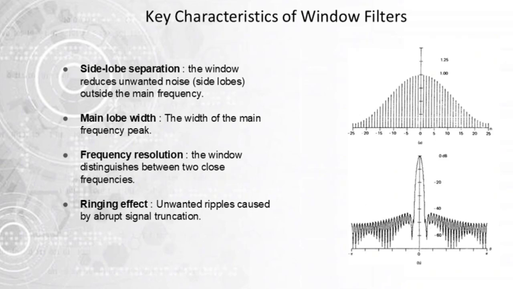Finally, there's the ringing effect, which refers to unwanted ripple caused by suddenly cutting off the signal. This can distort the output if not controlled properly. These characteristics guide us in choosing the right windowing filter for different applications.